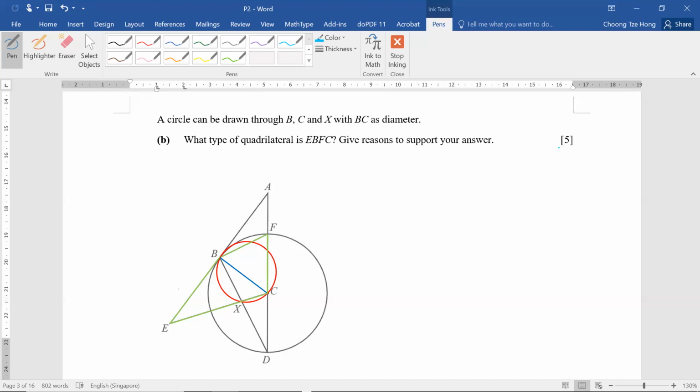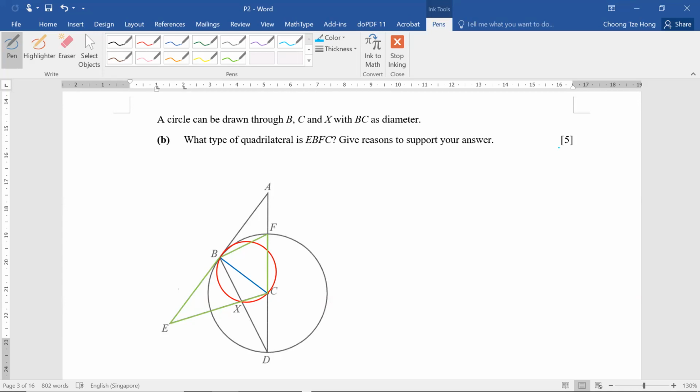They ask you what type of quadrilateral is EBFC. EBFC is already outlined in green. A quadrilateral is a four-sided figure, and there are many types: it can be a square, a rectangle, a kite, a parallelogram, a trapezium, and so on. So they're asking you what type it is, and you've got to give your reasons to support it.